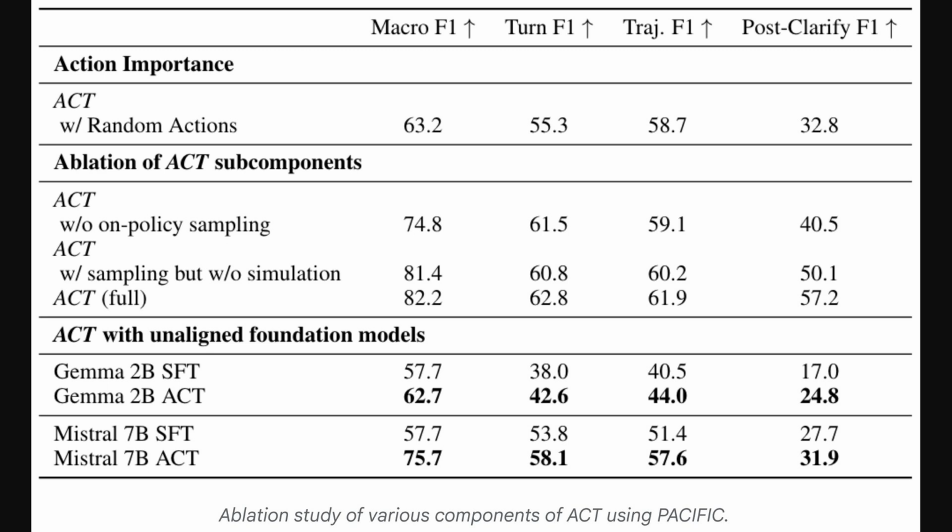Finally, the table shows action-based contrastive self-training applied to different foundation models, Gemma 2B and Mistral 7B. In both cases, applying this training method leads to better scores compared to just using standard supervised fine-tuning on these models. For example, with Mistral 7B, the trajectory F1 score jumps from 51.4 with supervised fine-tuning to 57.6 with action-based contrastive self-training. This shows the benefits are not limited to just one specific model.